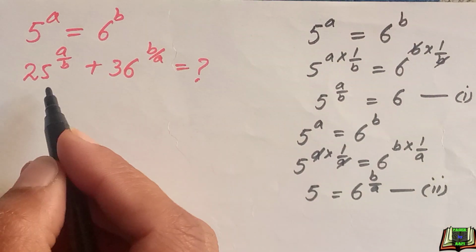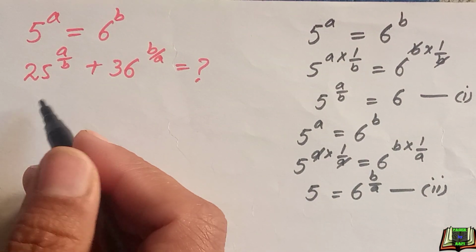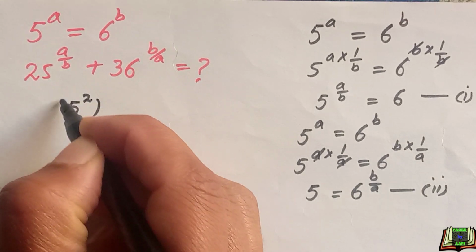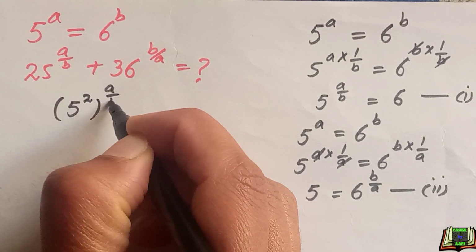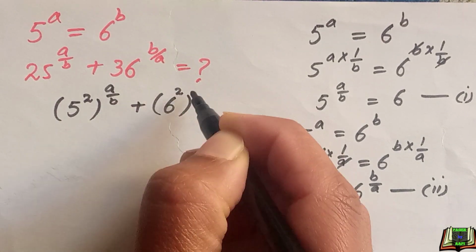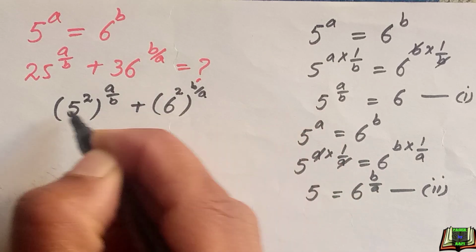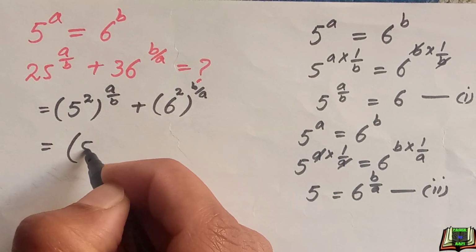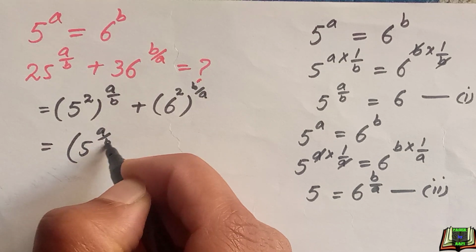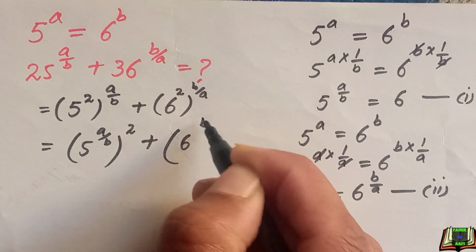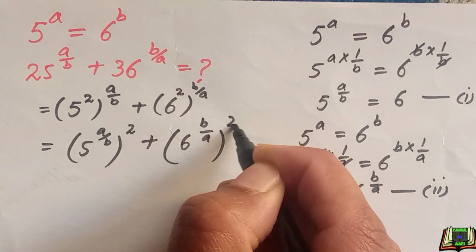We have to find 25 raised to power a by b plus 36 raised to power b by a. We know that 25 is 5 square, raised to power a by b, plus 36 is 6 square, raised to power b by a. We can write this as 5 raised to power a by b whole square. Similarly, 6 raised to power b by a whole square.